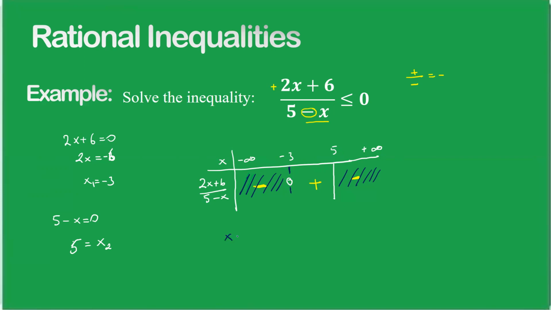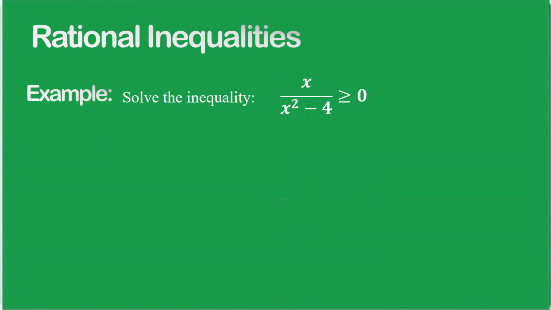write like this. x is an element of from minus infinity to minus 3, but here I'm including minus 3 instead. And what about from 5 to plus infinity? 5 is not a member of our solution set, so I'm writing just parentheses, because it makes the expression undefined. Because of this, we cannot write 5 instead of x. This is our solution set.